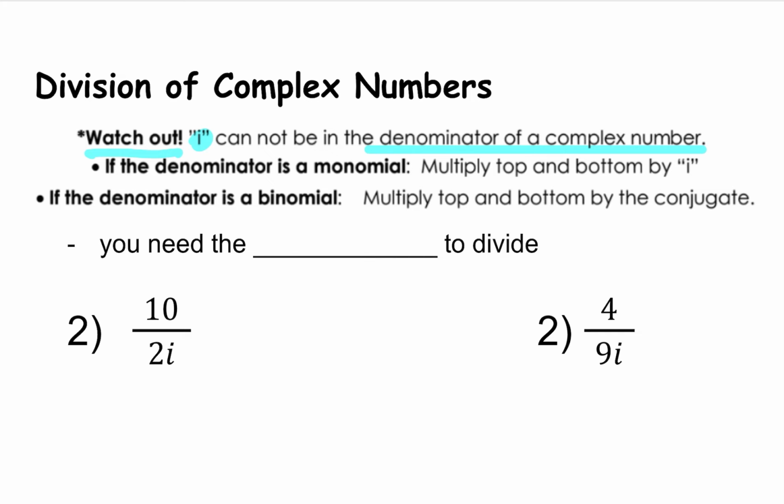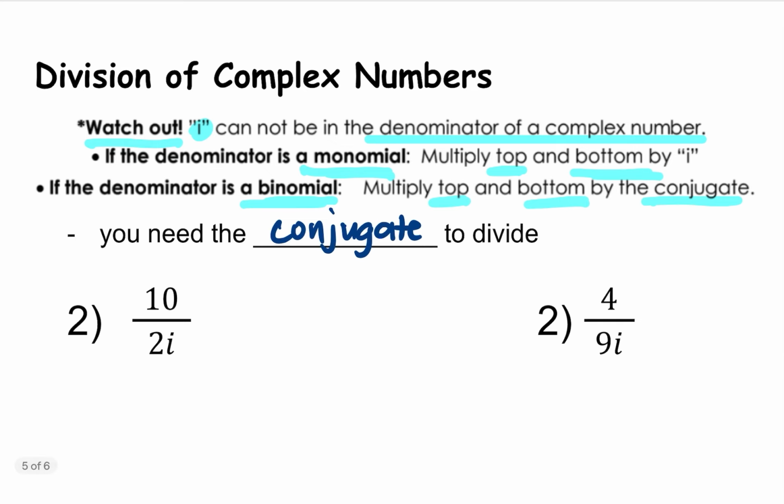If the denominator is a monomial, multiply the top and the bottom, and we are referring to the numerator and denominator, by I. If the denominator is a binomial, multiply the numerator and the denominator by its conjugate. So you will need the conjugate to divide. Let us try and follow what this information is telling us.